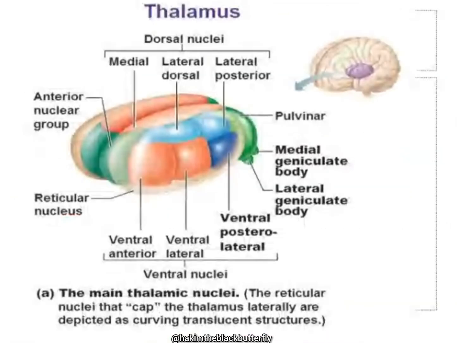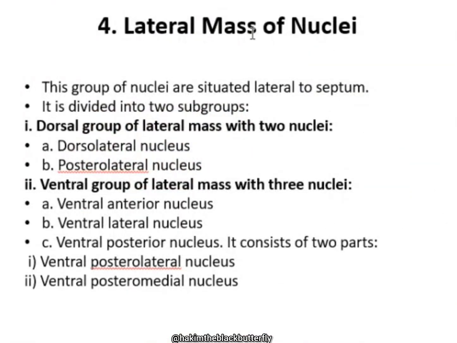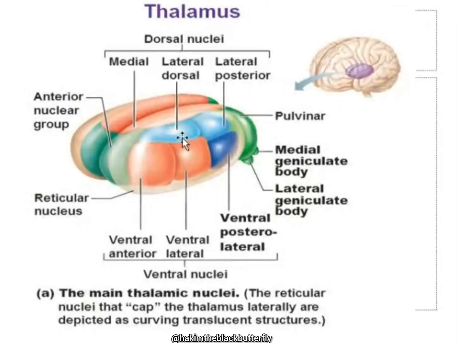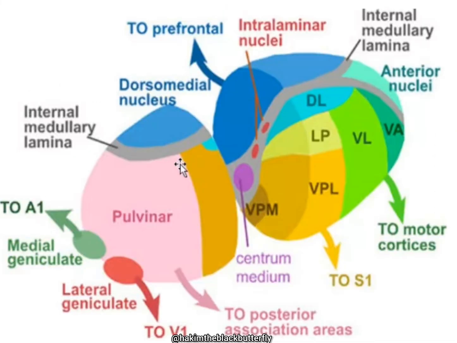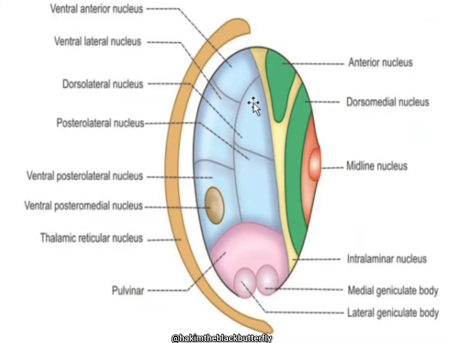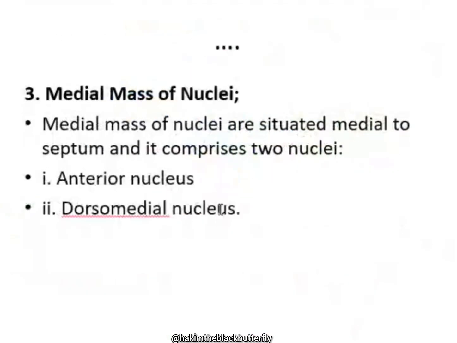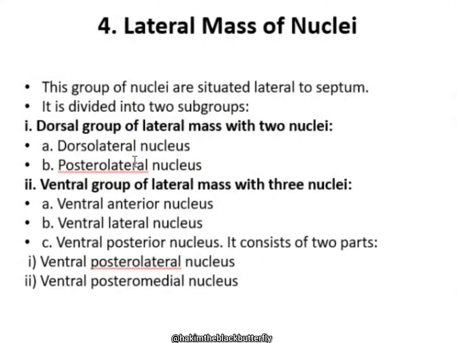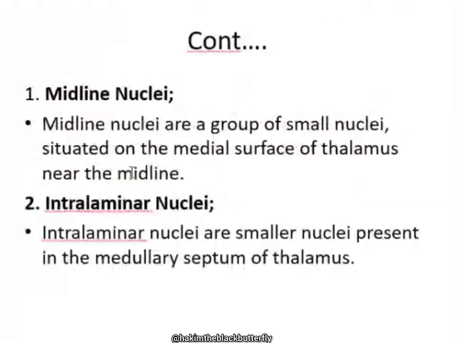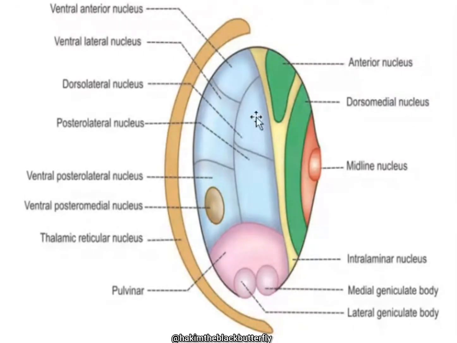Then we are having our lateral. The lateral has more nuclei. We have the dorsal, which are above, and the ventral, which are below. So these are the lateral: the dorsal and the ones which are below, which are ventral. Those are the ones we call the lateral nuclei. The dorsolateral and the posterolateral are the dorsal nuclei on the lateral aspect.